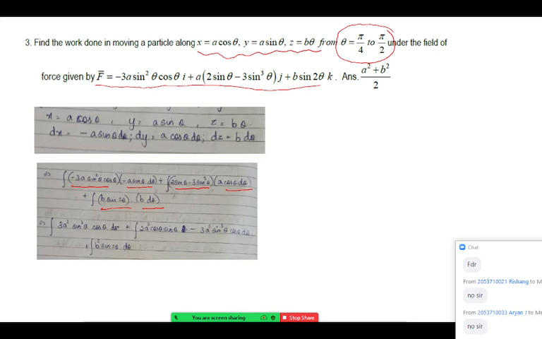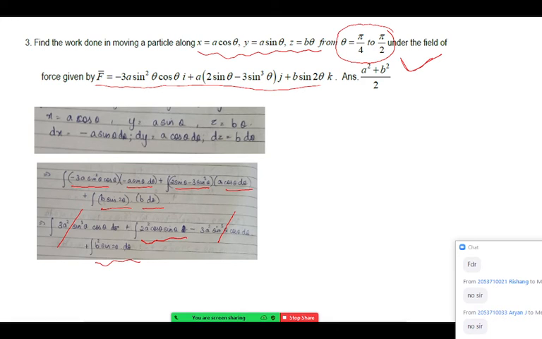Before that, it is a little bit simplified. The limit is pi by 4 to pi by 2. But if you see the simplification, when you multiply f1 into dx, it comes 3a square sine cube theta cos theta d theta. This comes 2a square sine theta cos theta minus 3a square sine cube theta cos theta and b square sine 2 theta. You will observe this first integral will cancel with this integral because they have equal and opposite sign. The integrand is the same. Here it is a minus and that is a plus. So we are left with only these two integrals to evaluate.